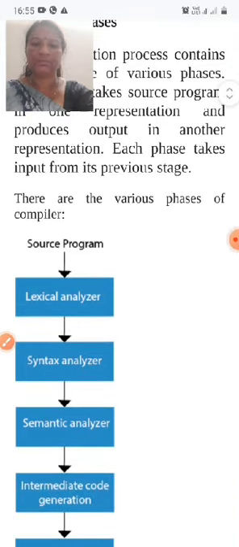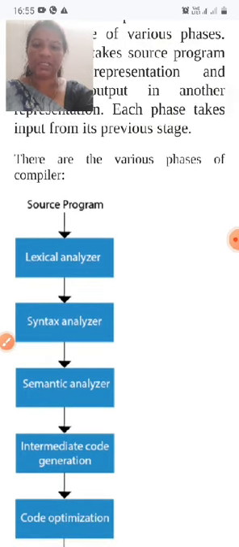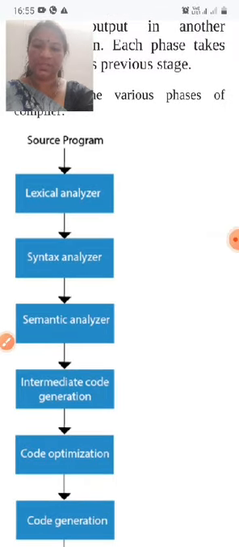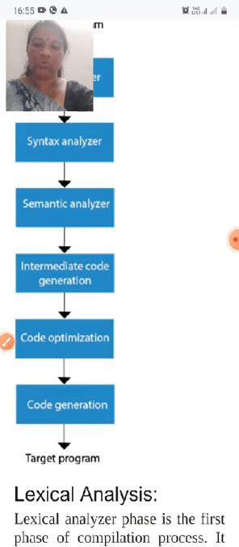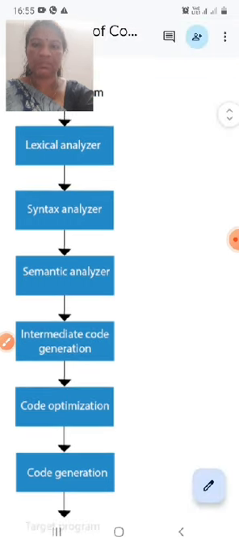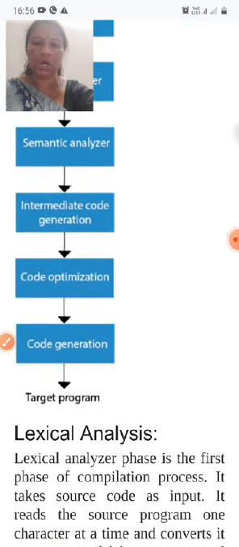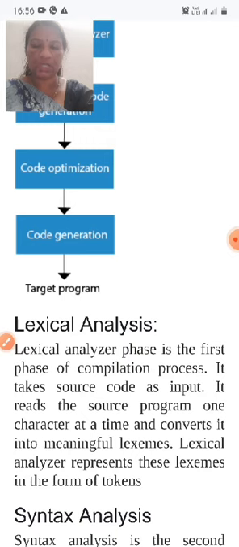At the same time, there are different types of phases of compilers available. First one is lexical analyzer, then syntax analyzer. After that, the third one semantic analyzer, then intermediate code generator, code optimization, then code generation. These are all the phases of compiler. Generally, the source program is the input and the target program will be the output. So now let us discuss the phases of compiler one by one.